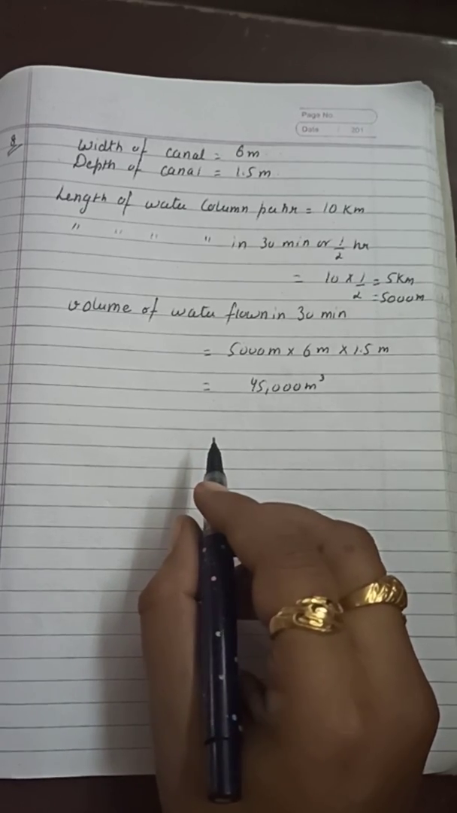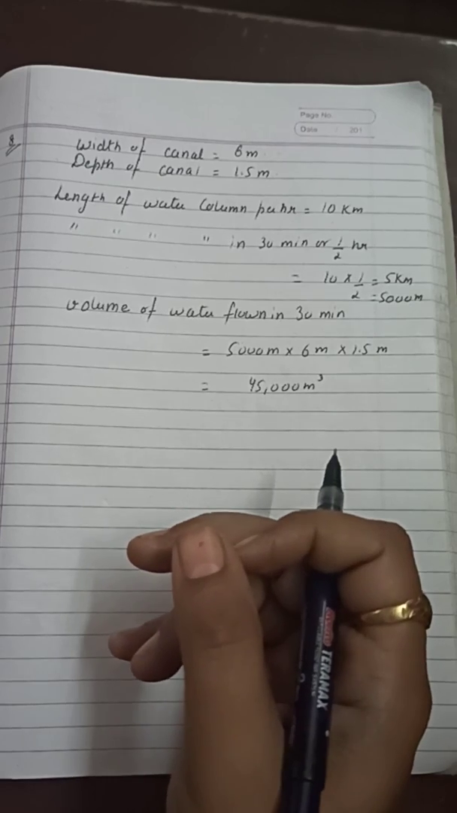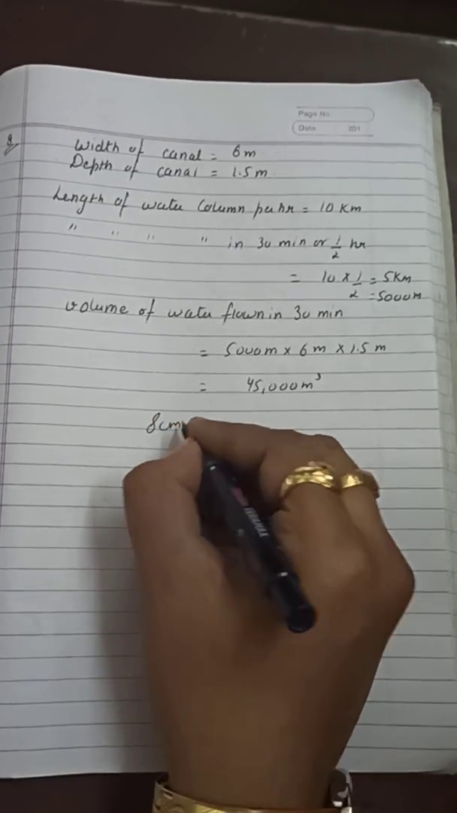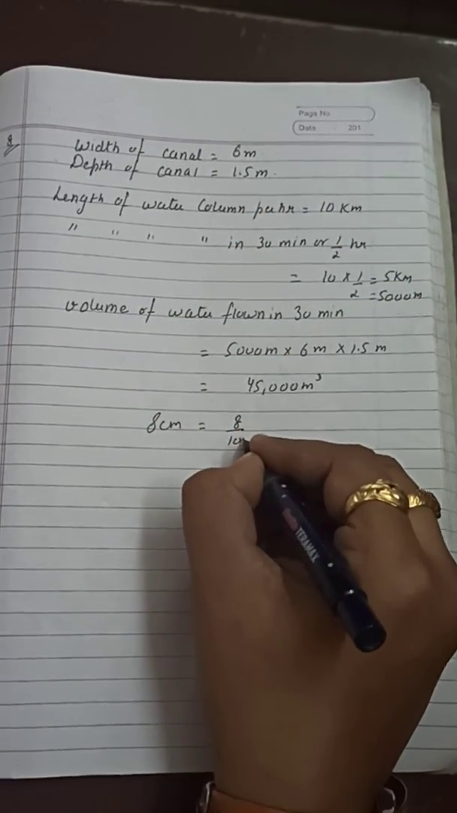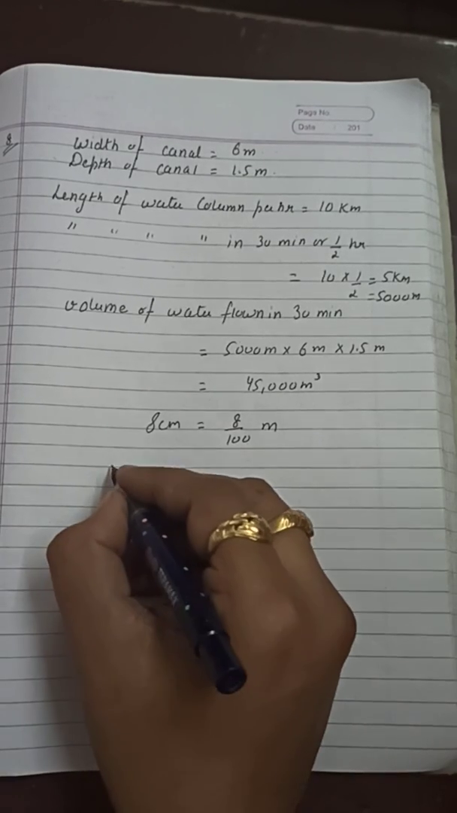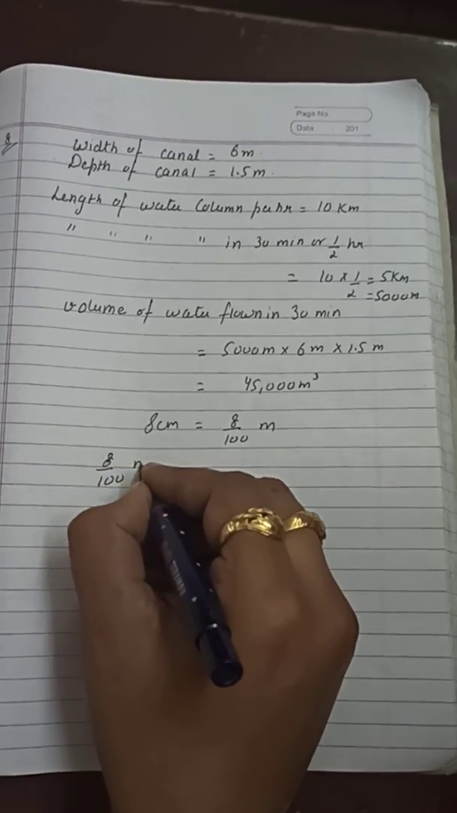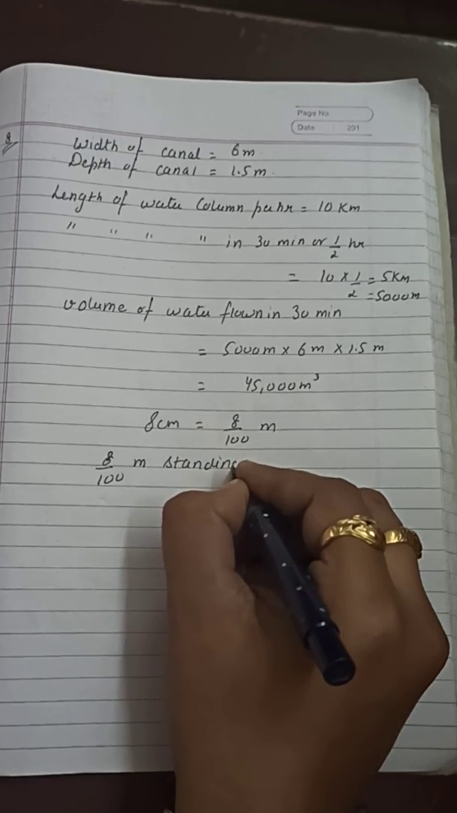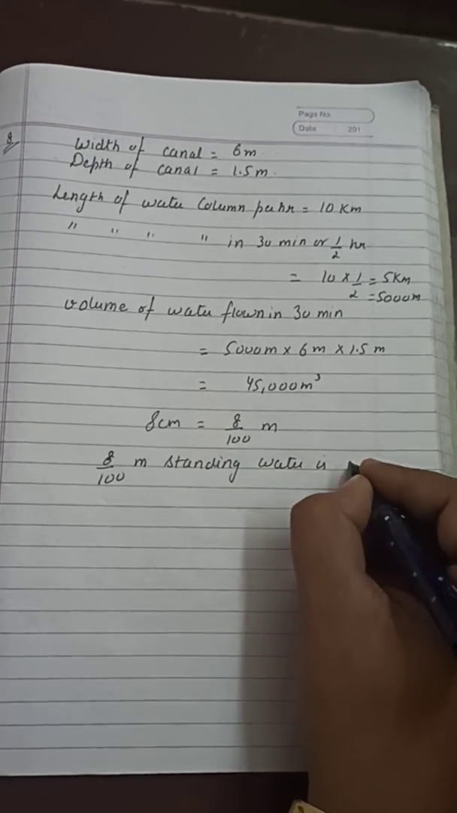Now according to the question, 8 centimeter of standing water is required. Since 8 centimeter is given, and the other quantities are in meters, I will change it into meters, that is 8 by 100 meters. So now 8 centimeter or 8 by 100 meters of standing water is required. Standing water is desired.